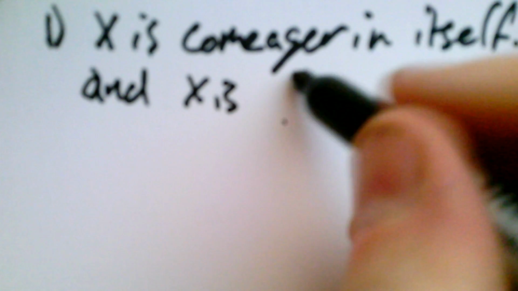Okay, so we're going to prove that almost homeomorphism is an equivalence relation on Baire spaces. First thing we need to do is prove that every space is almost homeomorphic to itself. So that's the first step. We're going to prove reflexivity. So X is co-meager in itself, and X is homeomorphic to itself.